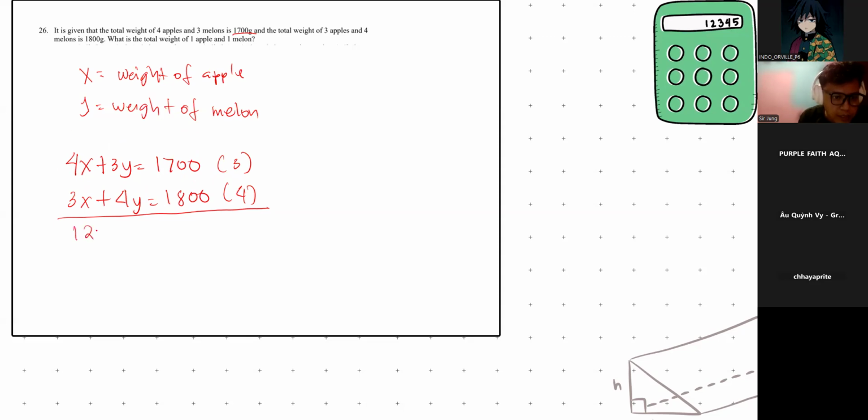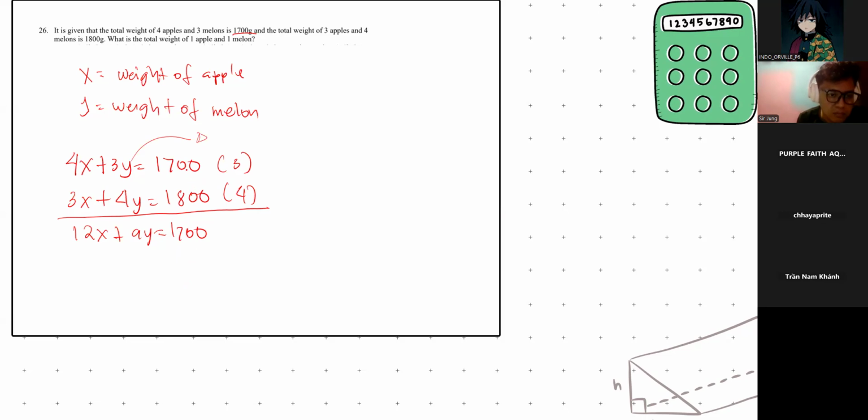So 12X plus 9Y is equal to 1,700. Yes, you have a question? There is another way. Yes, yes. Maybe don't multiply, but instead just add 4x plus 3y with 3x plus 4y. It will result in 7x plus 7y.